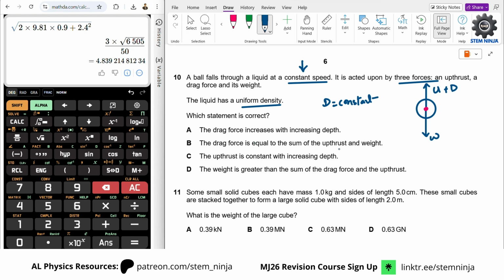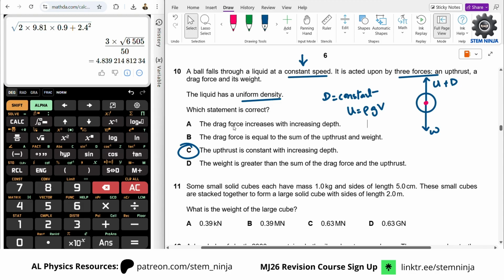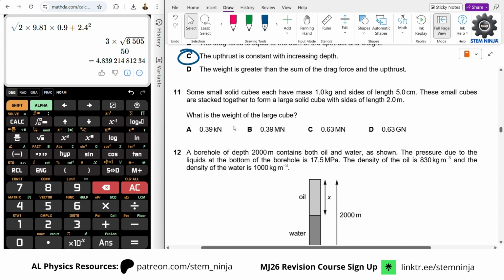The drag force is equal to the sum of upthrust and the weight. No, the upthrust is constant with increasing depth. We also know upthrust is rho g V if it's falling through the liquid. So the volume of the ball is the volume displaced, so the entire body will be counted as V.